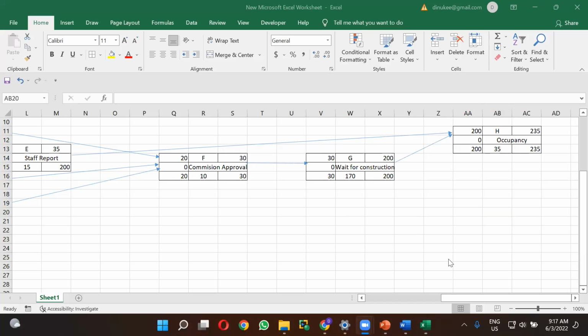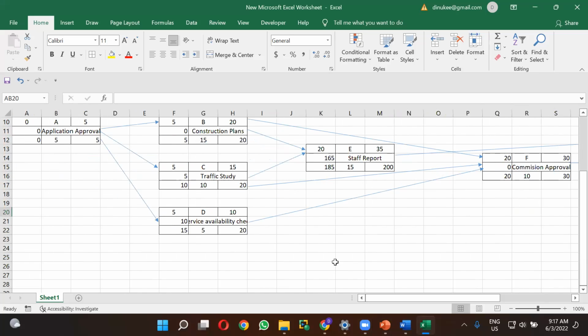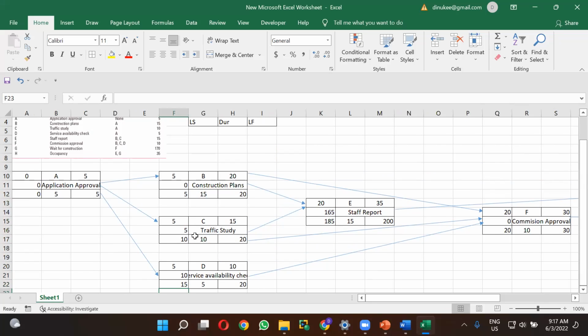So now we have actually completed the whole project network, right? As the last part of this project network, you have to find out what is the critical path. After drawing the project network, I am just giving you some tips to follow when you are drawing the project network. You have to draw the project network first, right?